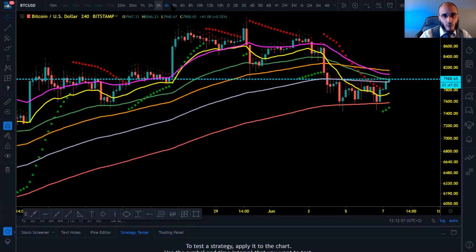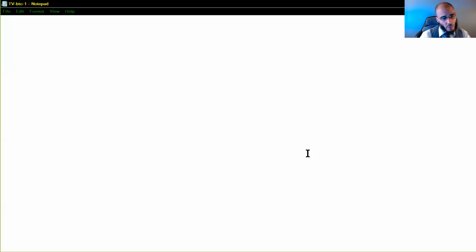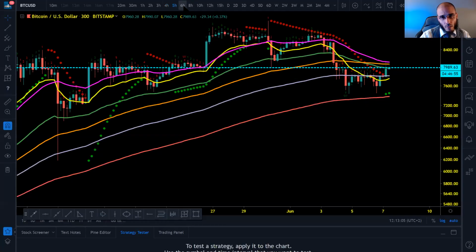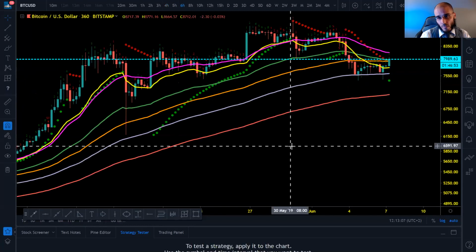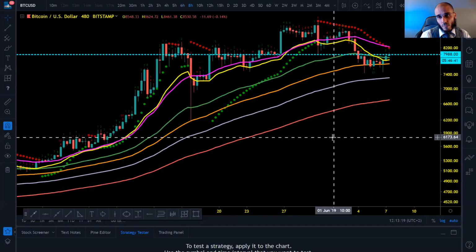Now let's look at the 5-hour chart. You are on a 2 up without confirmation. 6-hour chart. You are on a 3 up with confirmation. 8-hour chart. You are on a 3 up with confirmation.